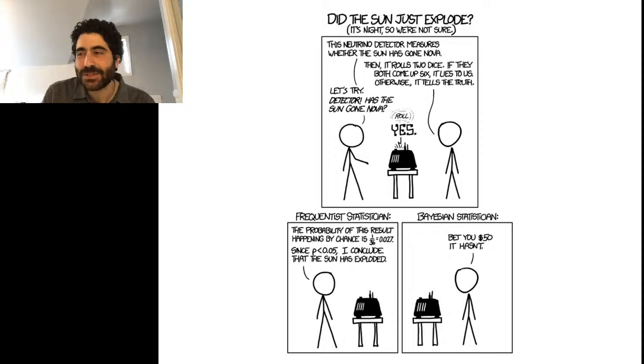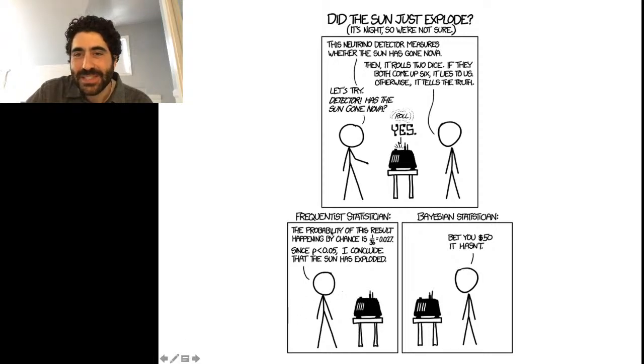The idea was that this detector is trying to measure something very unlikely to happen, which is that the sun has exploded. It rolls 2 dice, and if they come up both sixes, then it gives us a false positive. It tells us that the sun has actually exploded. And so the machine says, yes, the sun has exploded. The frequentist approach here is we don't specify ahead of time whether we think the sun exploding is likely or not. We just have our null model, which is that the sun has not exploded. And the probability of this machine saying yes under that assumption is quite small, like 2.7%. And so we should reject the null hypothesis and say that the sun has exploded, right?